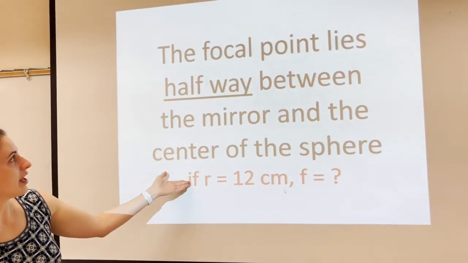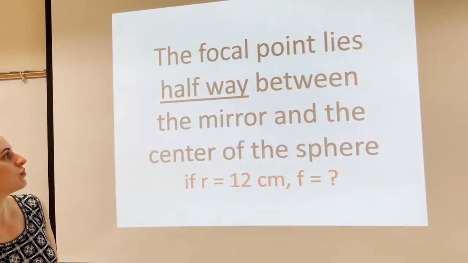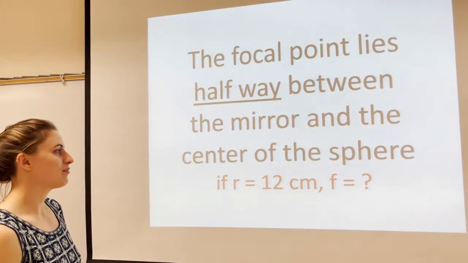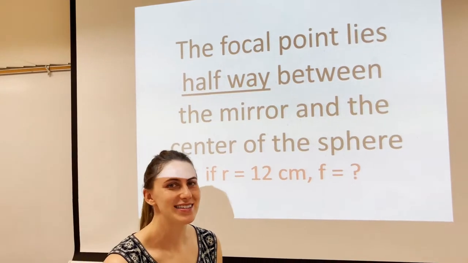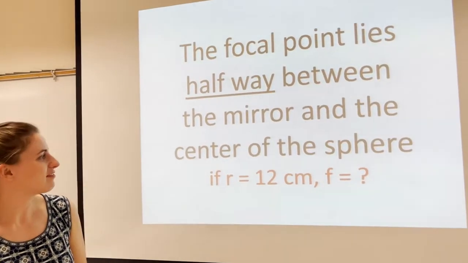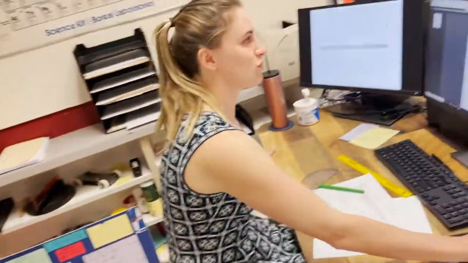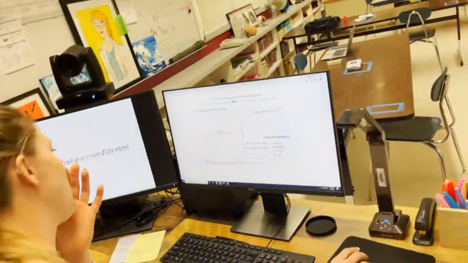So if we know that the focal point lies halfway between the mirror and the center of the sphere, ooh, that rhymes, then we know that the focal point is going to be 6 centimeters. Half. Okay, so we have an amazing sim, which we will link in for you guys. This is fun.